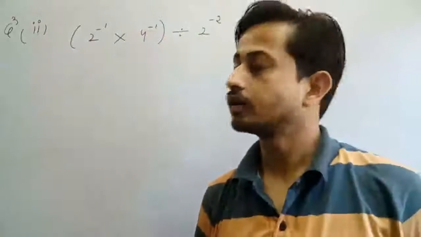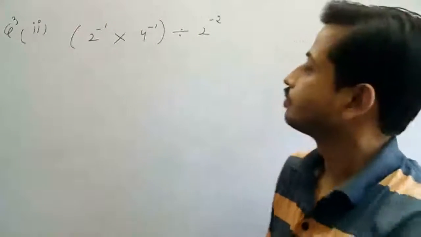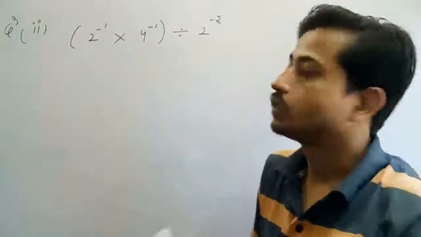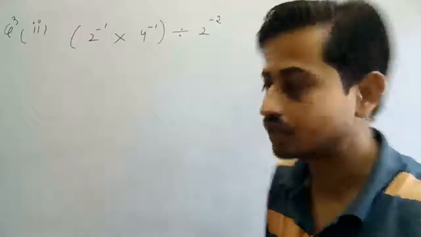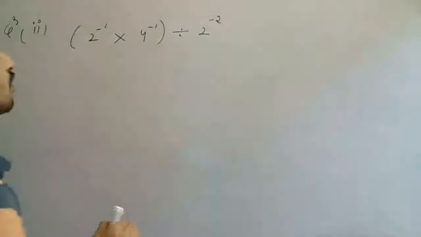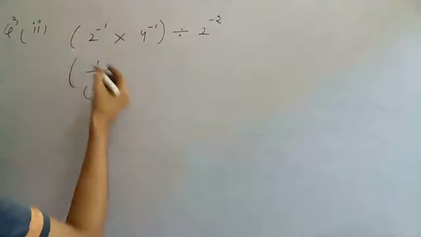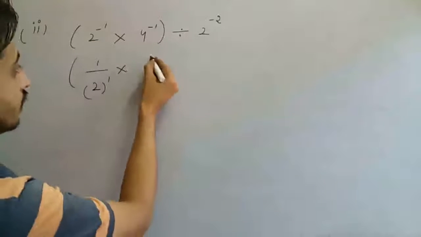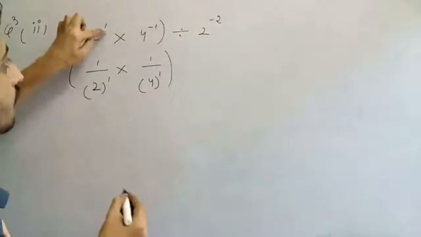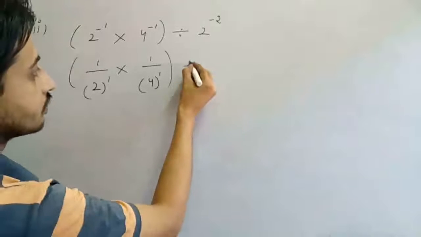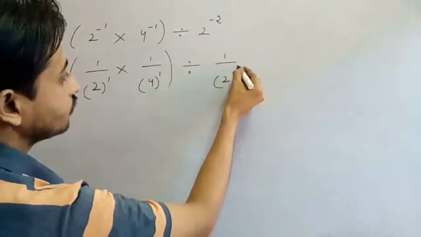Now look at the part 2. 2 raised to the power negative 1 multiply 4 raised to the power negative 1. The whole multiply with divide 2 raised to the power negative 2. First we have to make the power as a positive. In this 2 raised to the power negative 1 can be written as 1 upon 2 raised to the power 1. We move it into the denominator part. Same here. What we have to do? Move it into the denominator part. 4 raised to the power 1. The power gets positive. Same here. 2 raised to the power negative 2. It becomes 2 raised to the power positive 2.